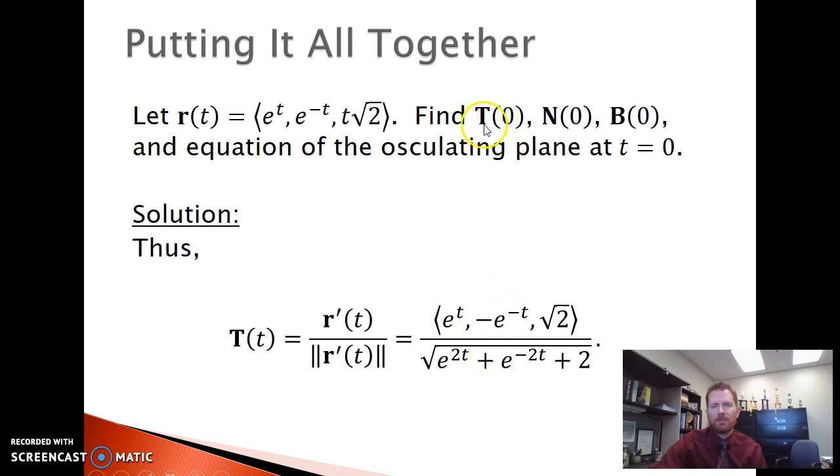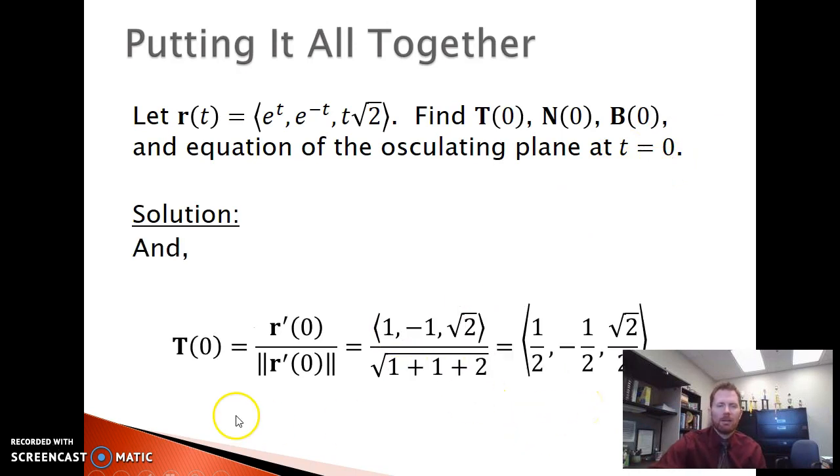Since we're interested in finding T(0), we can plug 0 into this expression for T(t) to find the specific unit tangent vector at the point in time when t equals 0. This is the general unit tangent vector. In other words, it is the unit tangent vector function. It will provide the equation of the unit tangent vector at any time t. We care about the specific time when t equals 0, so we'll replace all the t's with 0 to find T(0).